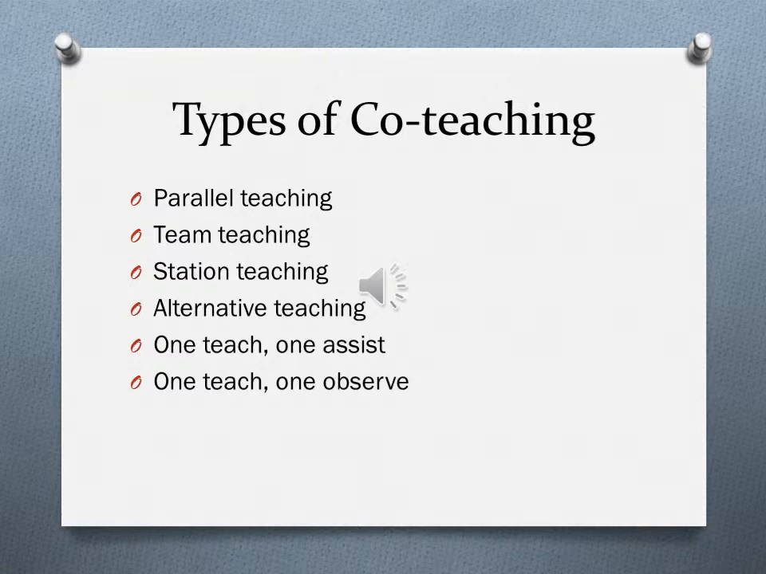There are 6 types of co-teaching styles. The first one is parallel teaching. Parallel teaching is where both teachers cover the same content. Now in parallel teaching, one classroom may be divided into 2 smaller groups. Team teaching is where both teachers are in front of the classroom teaching all of the content.